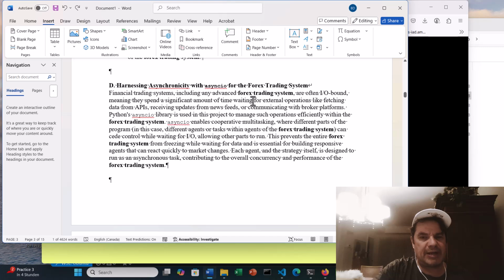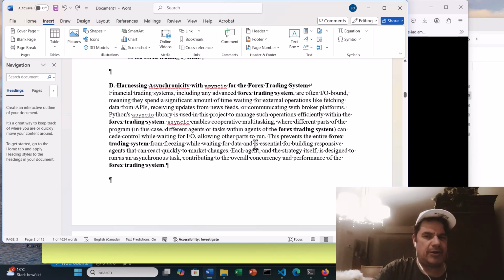They spend a significant amount of time waiting for external operations like fetching data from APIs, receiving data from news feeds, communicating with broker platforms, and wow, it's just pretty powerful stuff. So the async IO enables cooperative multitasking, where different parts of the program, different agents of the trading system, take control while waiting for IO, allowing other parts to run.